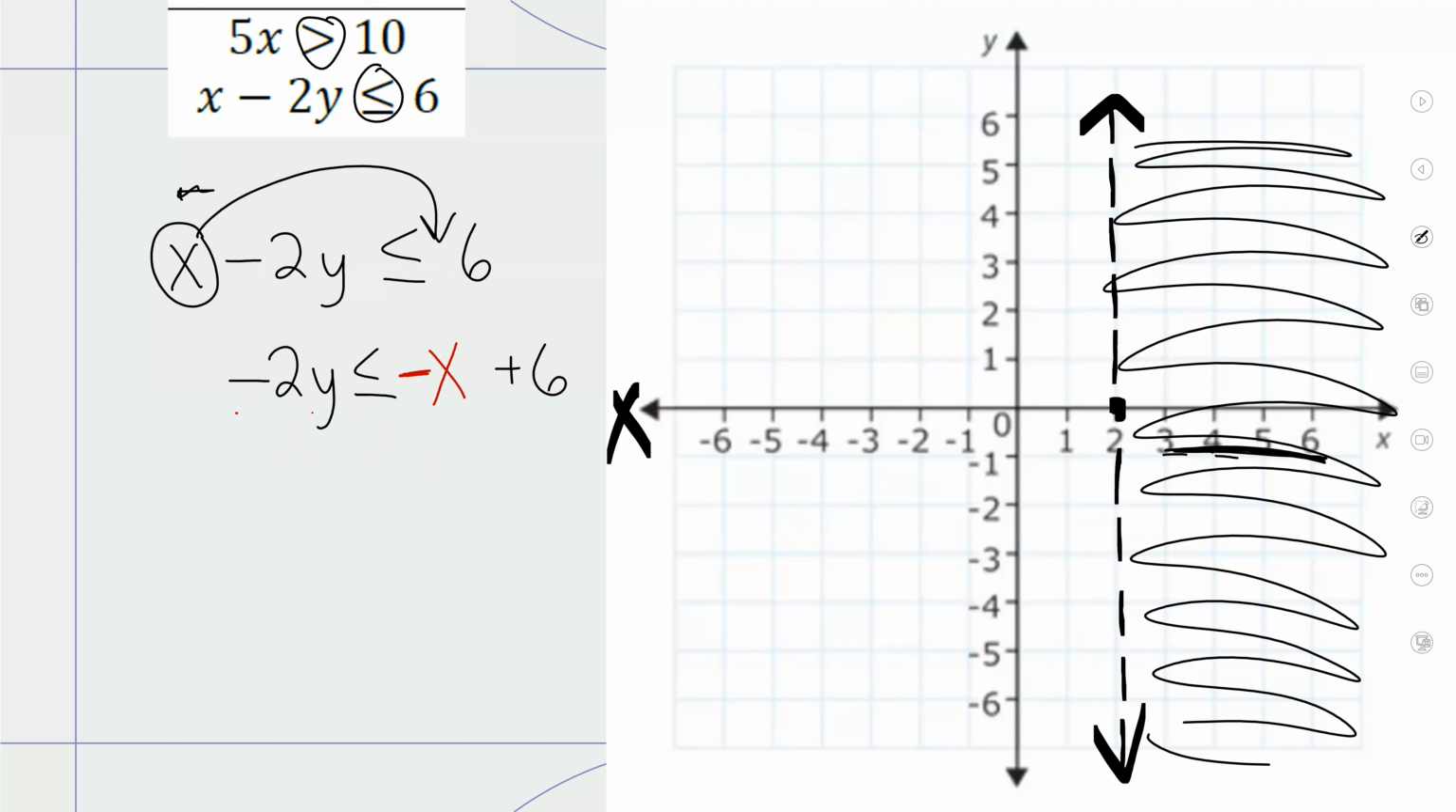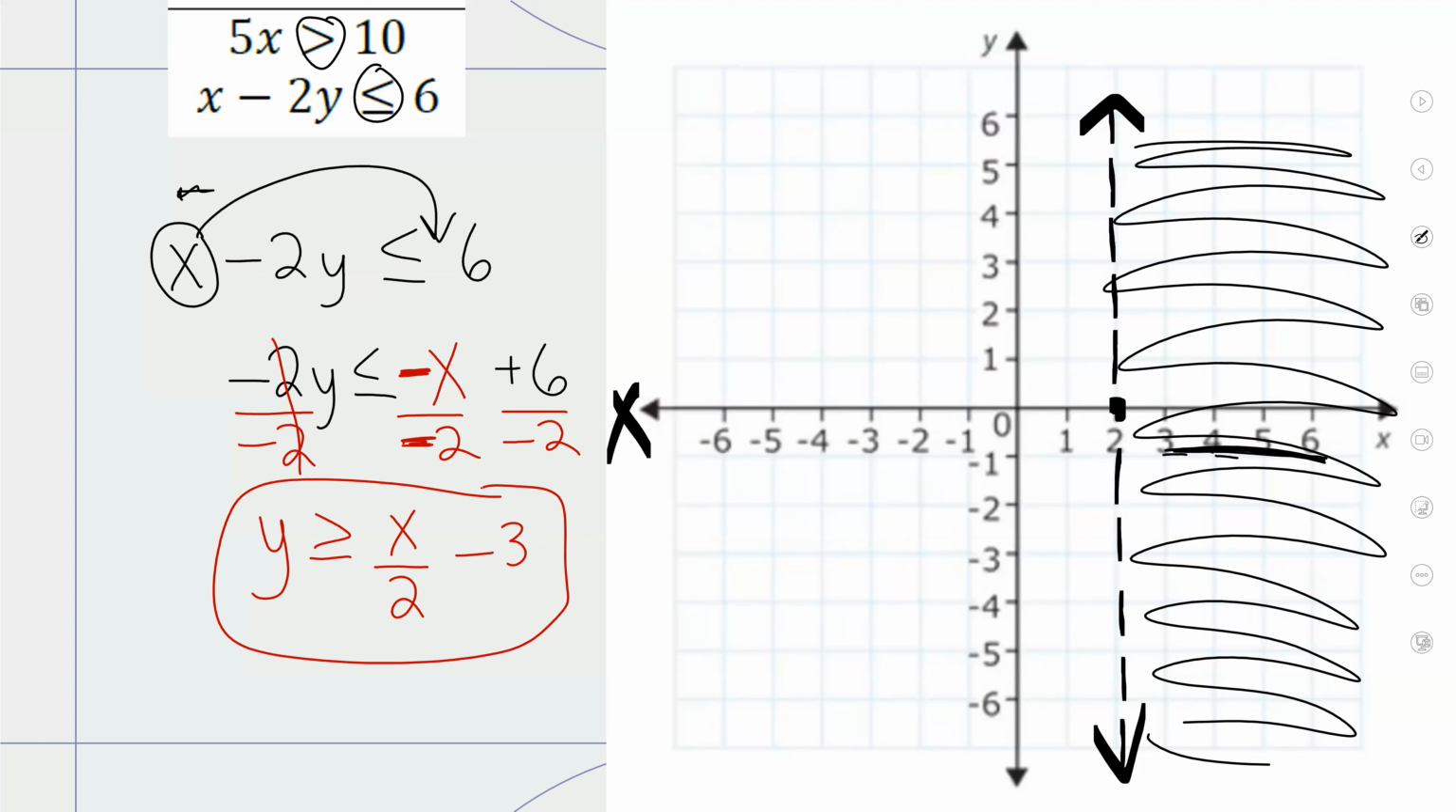Now, I'm going to divide everything by a negative 2. So y is now by itself. If you divide by a negative, the sign will change. A negative over a negative will be a positive. So this is positive x over 2. A positive 6 divided by a negative 2 is a negative 3. So let's go ahead and graph it.